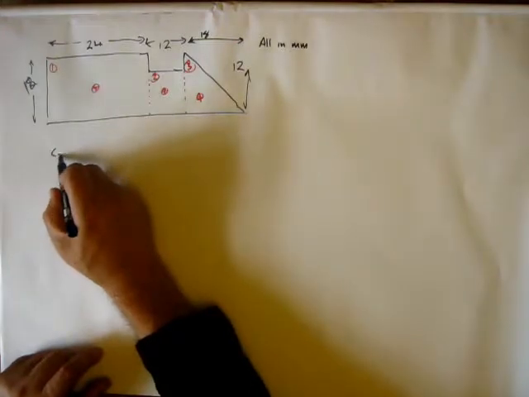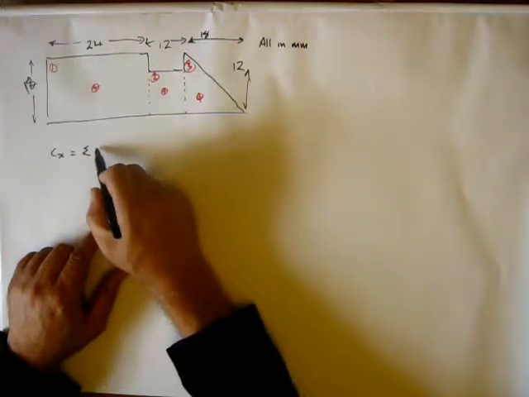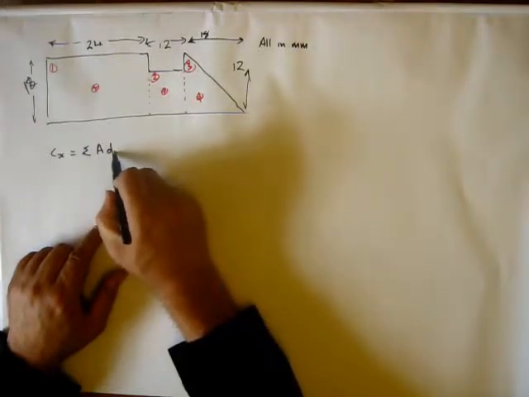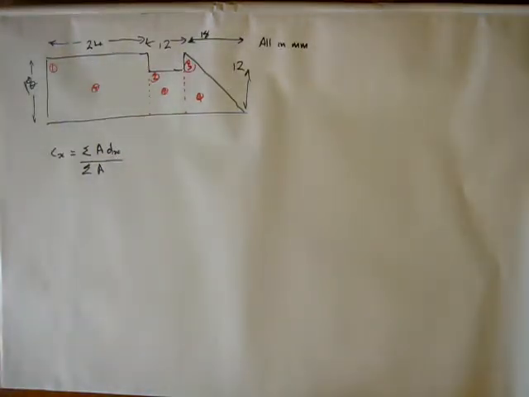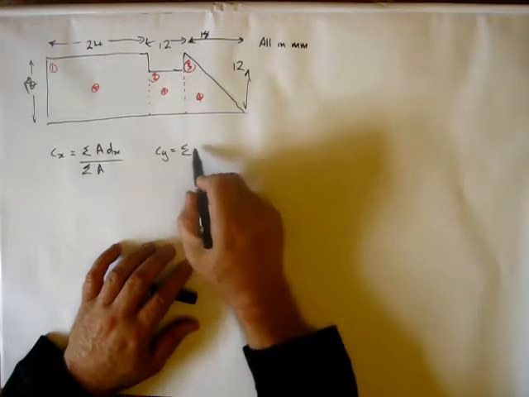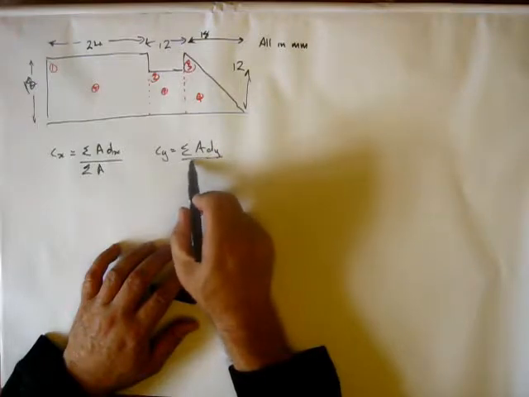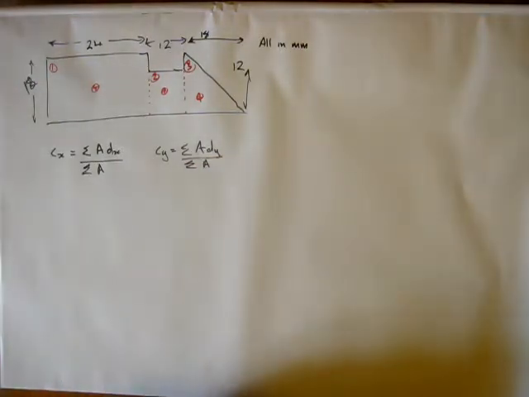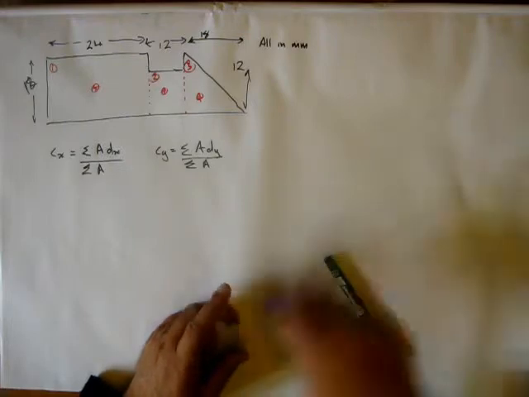Centroid X is equal to the sum of area times distance X, all over the area. And we do the same thing in the Y dimension, of course. Cy equals the sum of area times distance Y for the centroid, over the sum of the areas. So how do we actually apply that in reality? It's got a bit of math in there, more math than most people want. So actually we can break this down into a series of steps.